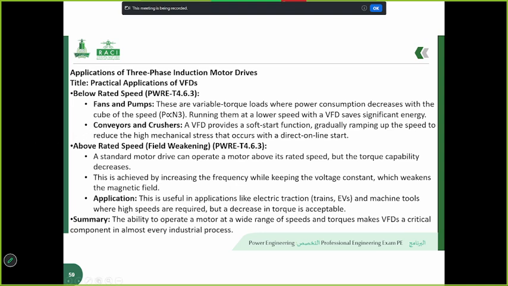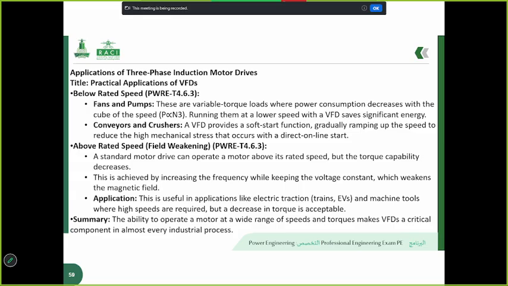So operation above rated speed, or field weakening. Regarding this topic, it is also possible to operate a three-phase motor above its rated speed, although this is for more specialized applications. So this is achieved by a technique called field weakening.